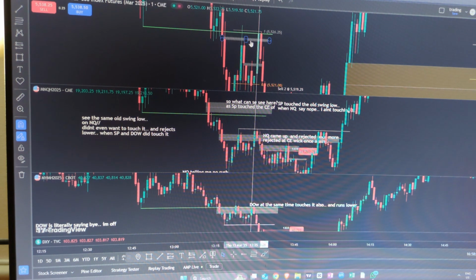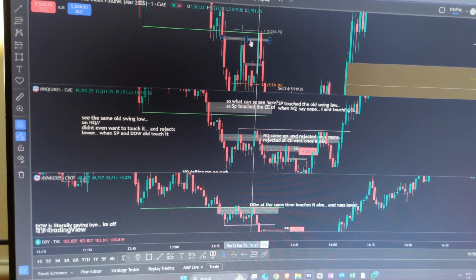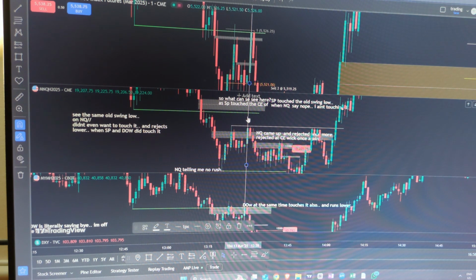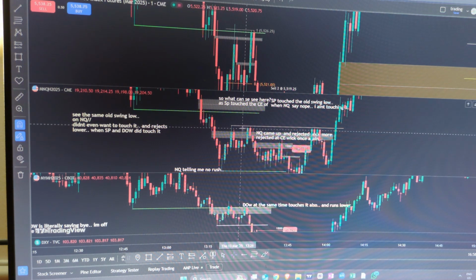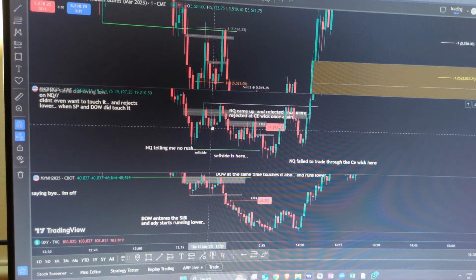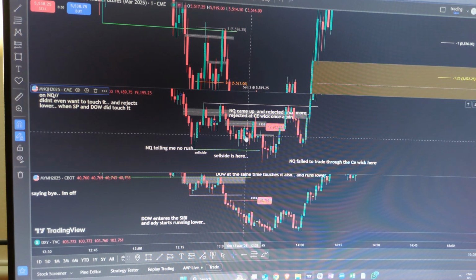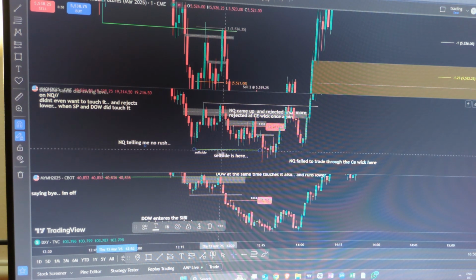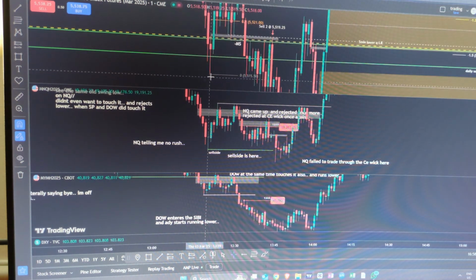Stopped at this volume balance, and then at the same time, you can see Nasdaq literally just say, no, I'm not going down. Nasdaq didn't even touch this old swing low. Dow touched it together, and at this time, it just keeps on running lower. Nasdaq was just meandering around here. But as you can see, this was the sell side that I was talking about. Dow, S&P cleared this sell side here, but it was rejecting here, rejection.